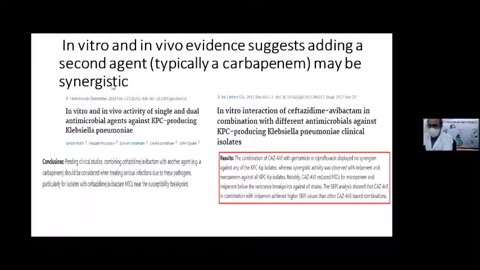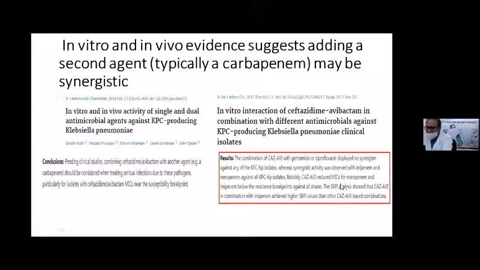Now, as we have discussed, if the MIC of these drugs is near to the break point, then we have to add a second drug, and the second drug has to be a carbapenem. Even if the carbapenem is resistant, still we have to add a carbapenem. As you can see here, in vitro interaction of ceftazidime avibactam in combination with different antimicrobial agents in KPC-producing Klebsiella pneumoniae in clinical isolates. What they have studied is that the combination of ceftazidime avibactam with other drugs like aminoglycosides such as gentamicin, or fluoroquinolones, does not have any synergy.